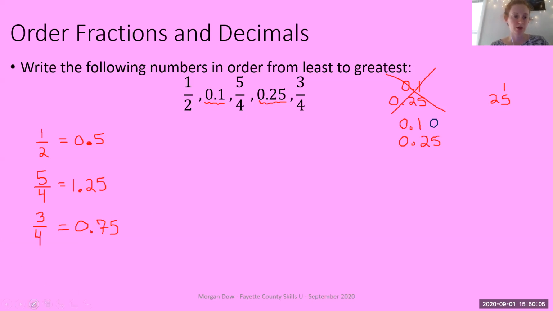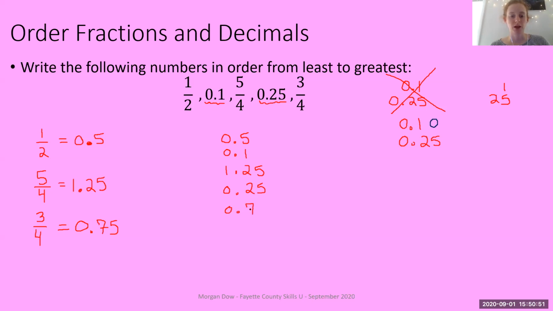All right, I'm gonna start with the first number on my list here. It was 1/2, which is 0.5. So I'm gonna line all my numbers up, 0.5. The next thing from my list was 0.1. Next thing was 5/4. So 5/4 is 1.25. And then we had 0.25. And then 3/4, so 0.75.